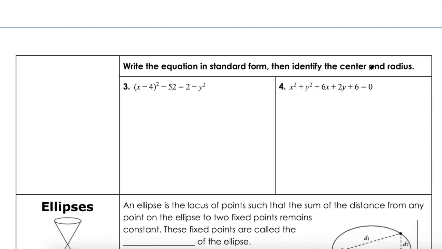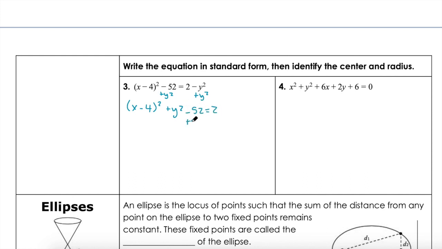For our next example, we're going to look at how to write the equation in standard form and then identify its radius and center. When we write an equation in standard form, we want to have x and y on the same side and our number on its own side. So that's what we're going to do to start. We already have (x minus 4) quantity squared on the left side, so I'm going to add y squared to both sides, which would give us plus y squared minus 52 equals 2.